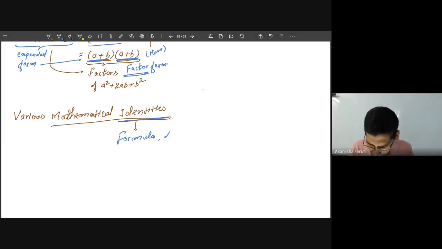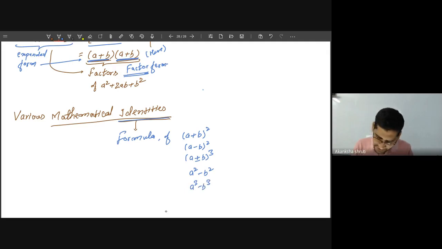Examples: the formula of (a + b) whole square, (a − b) whole square, (a + b) whole cube. In place of a + b there could be (a − b) whole cube. There may be a² − b². There may be a³ − b³. All these things. Okay, so what all these are?